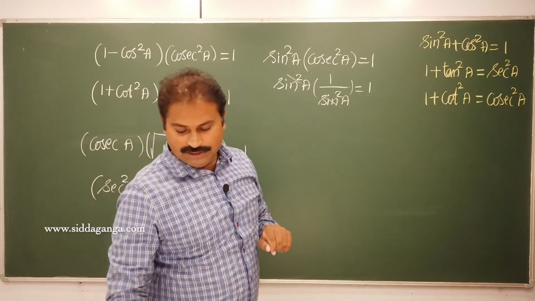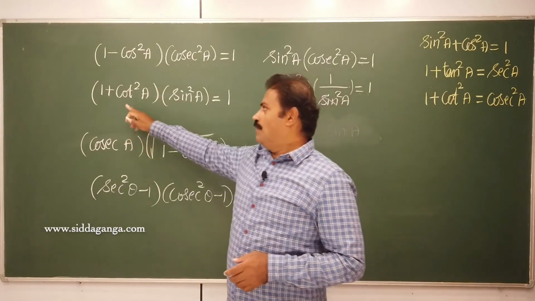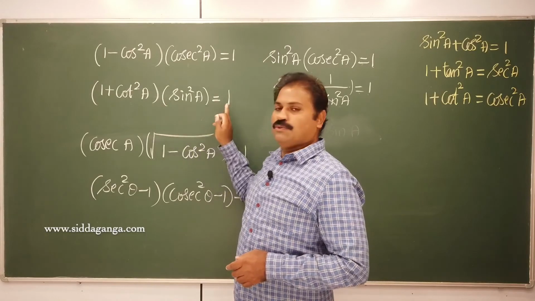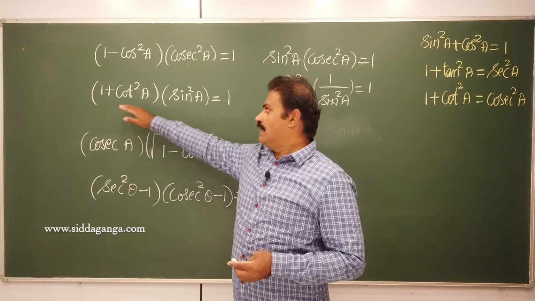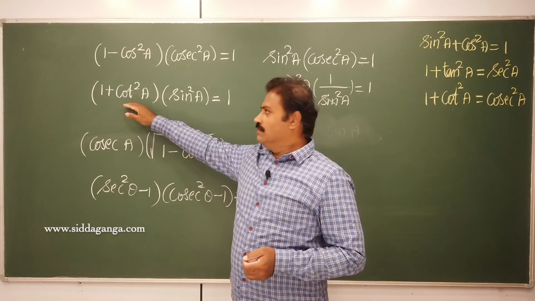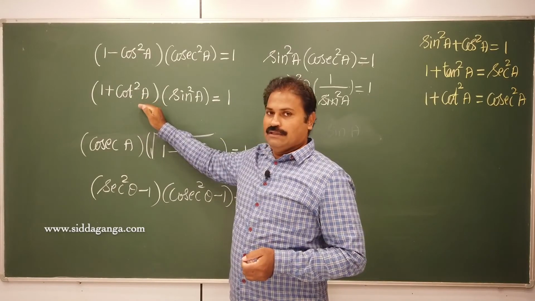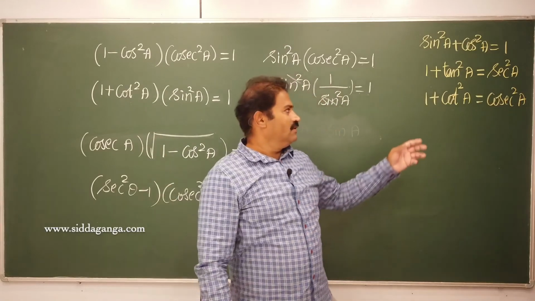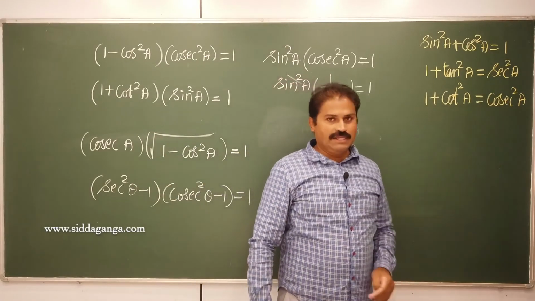So we'll quickly do the second problem. 1 plus cot square A into sin square A. You need to prove that the product of these two is equal to 1. So here you can see that you have a square part. So 1 plus cot square A. So which identity you can use? It's a straightforward question. So 1 plus cot square A is nothing but cosecant square A.